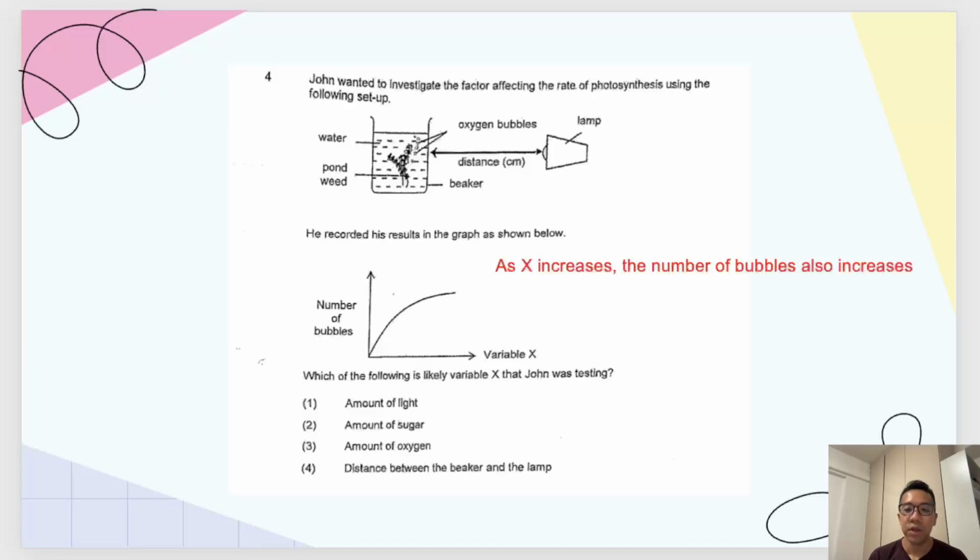Okay. So before we get to that, here is a short recap of what I talked about. As variable x increases, the number of bubbles also increases. This will not be true if x was distance. Why?